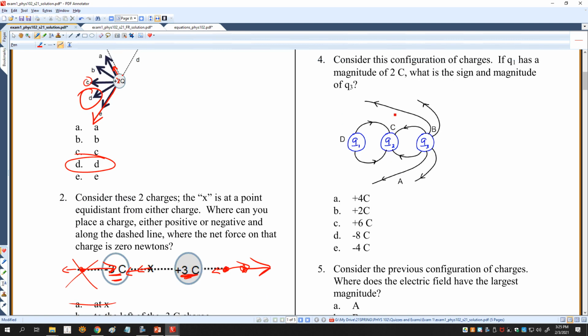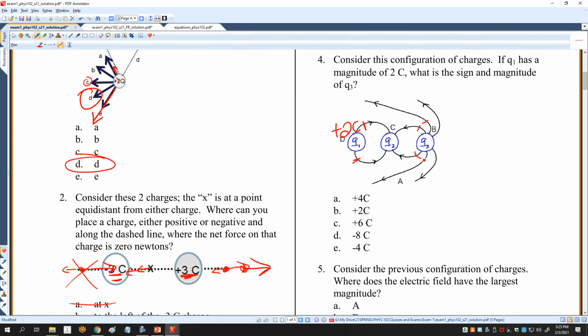Consider this configuration of charges. If Q1 has a magnitude of 2 coulombs, and I know in fact that it's plus 2 coulombs, what is the sign and magnitude of Q3? Look, a trick with these, just count the field lines. So I have 1, 2 field lines. So it's like each field line is attributed to 1 coulomb of charge, because I have 2 coulombs, 2 field lines, 2 divided by 2 is 1.